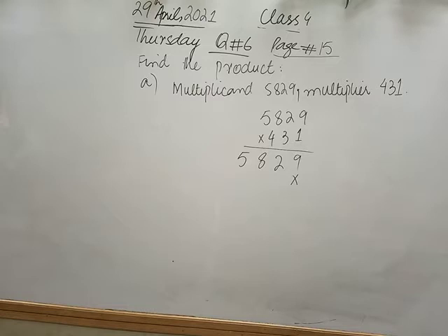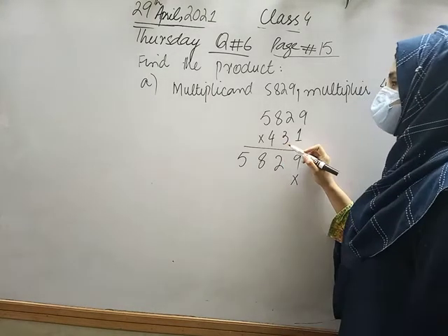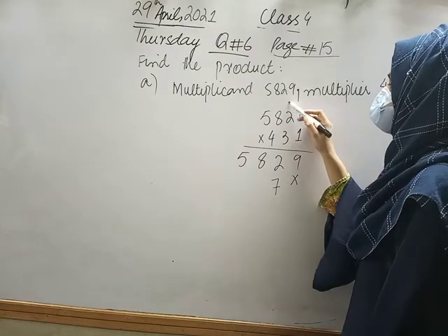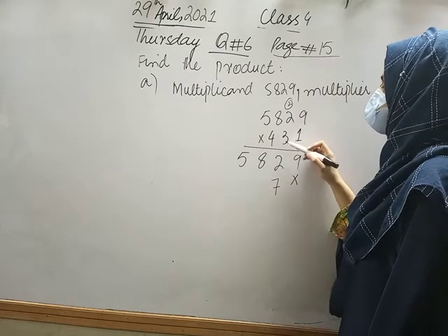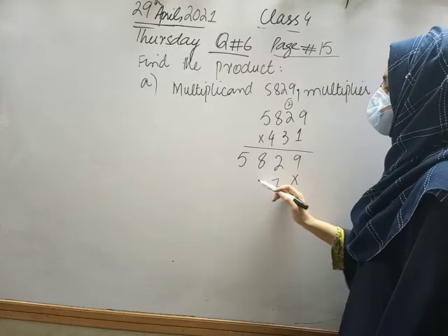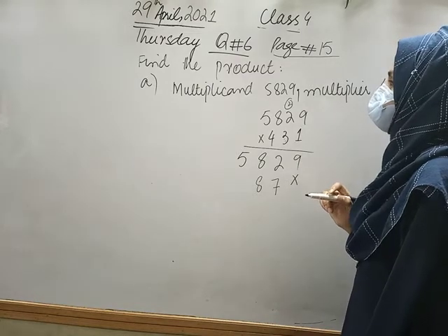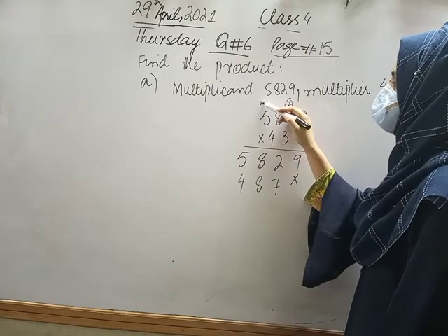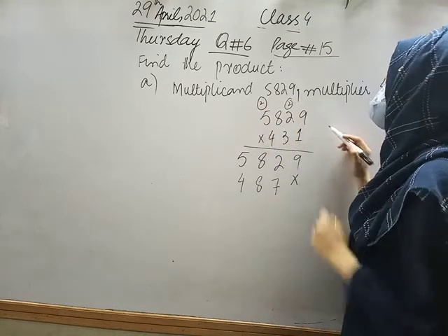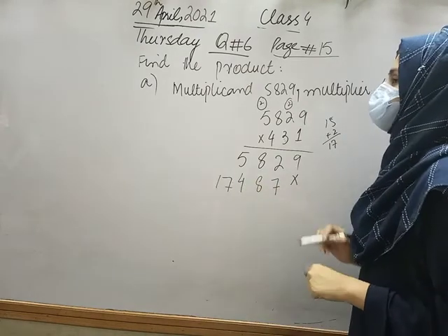Okay. Now we will do it for 3. So 3 9's are 27. 2 digits, so 7 here and 2 as a carry. 3 2's are 6. Add 2 to 6, so we get 8. 3 8's are 24. 4 here and 2 as a carry. 3 5's are 15. Add 2 to 15 and we get 17. Fine?